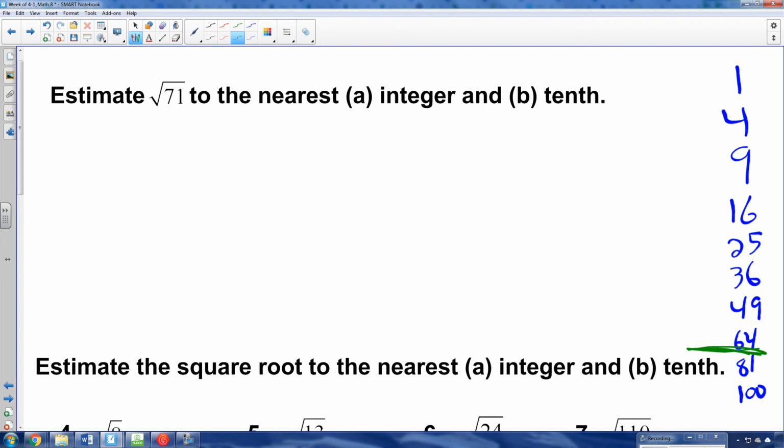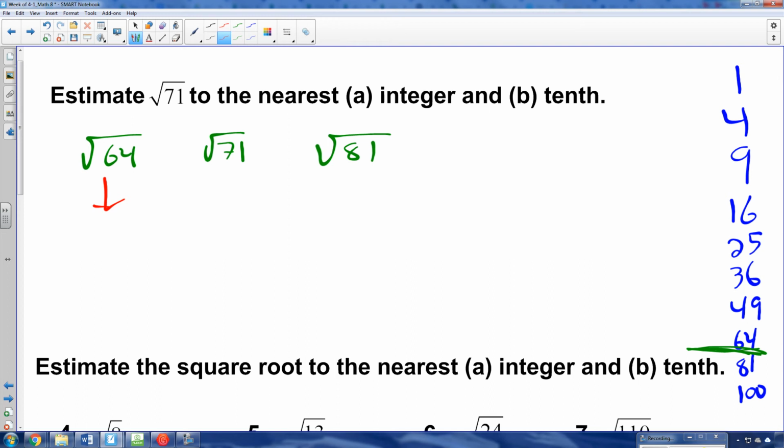So there's the square root of 64, and there's the square root of 81. And we know that the square root of 71 is in between them. Do you see how the numbers just go up, right? Square root of 71 is bigger than square root of 64, but smaller than square root of 81. So what two numbers is it sandwiched in between? It's sandwiched in between 8 and 9.